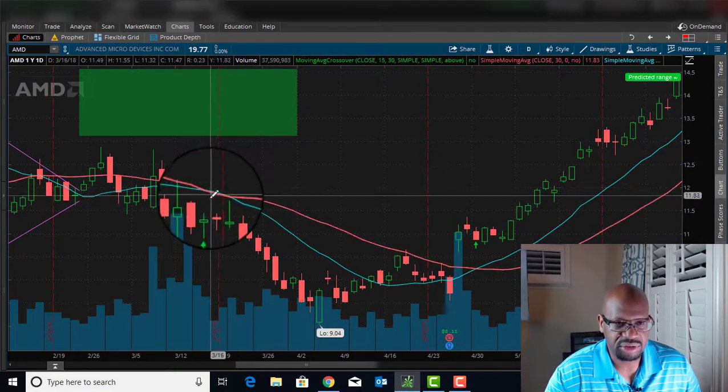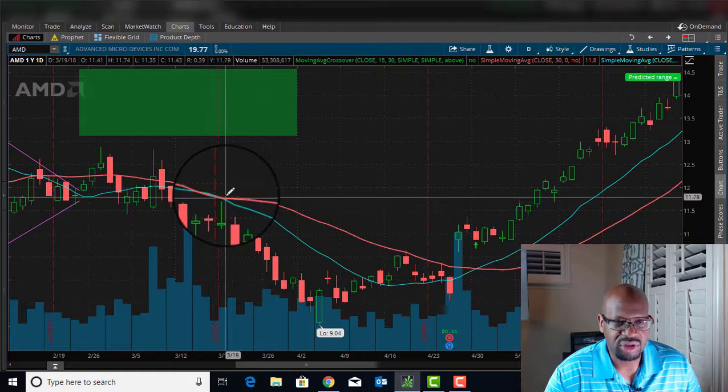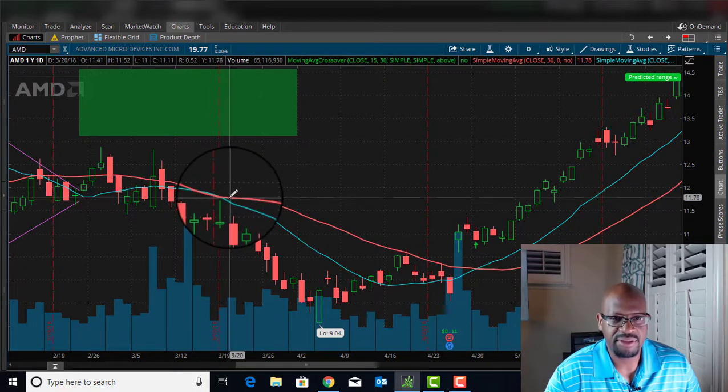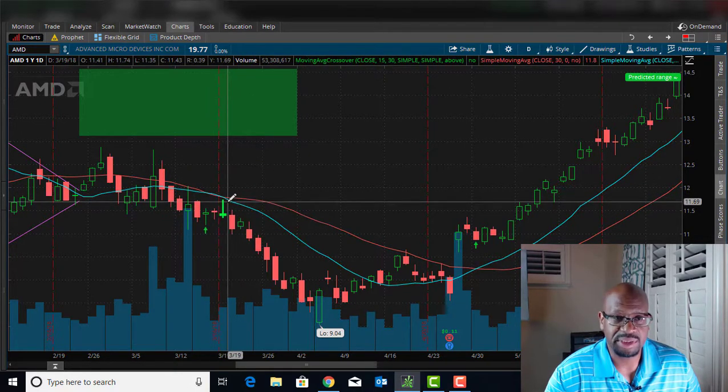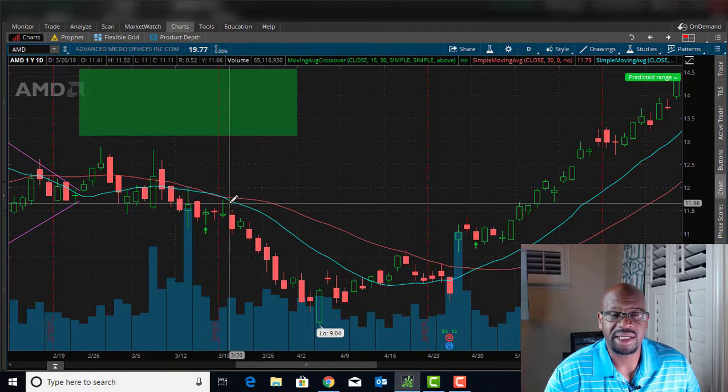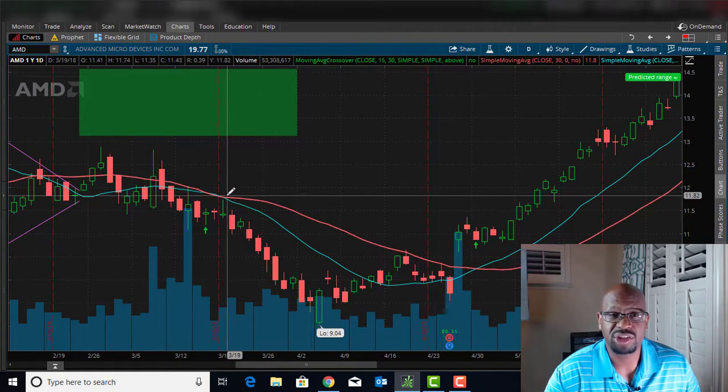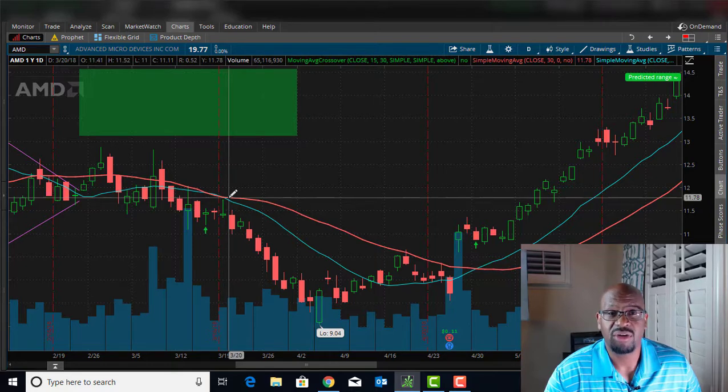Notice here there's a crossover. The blue line has crossed down below the red line. That lets me know that the average closing price of this stock over the last 15 days is becoming less than the average closing price of the stock over the last 30 days. So that lets me know that the buying is starting to slow down.